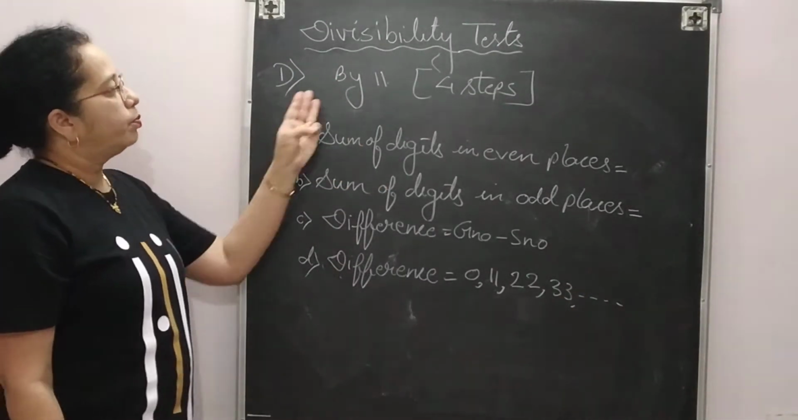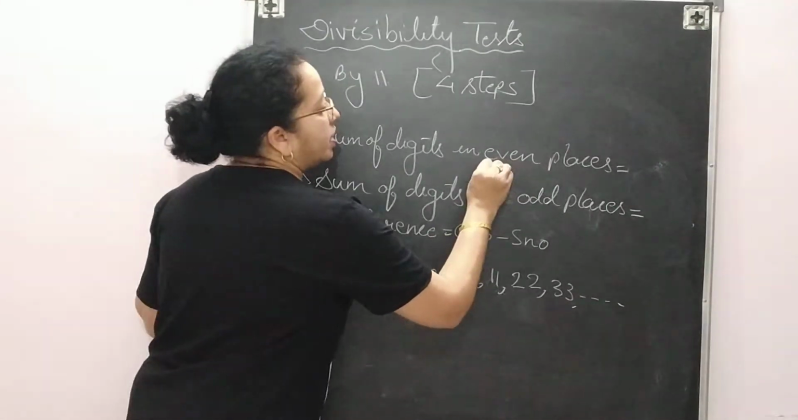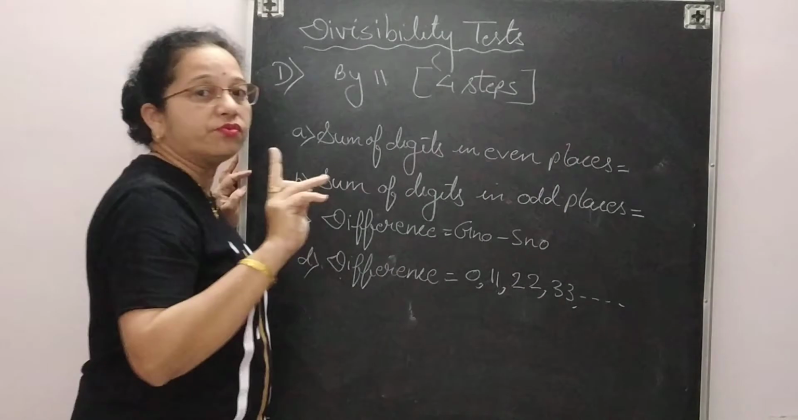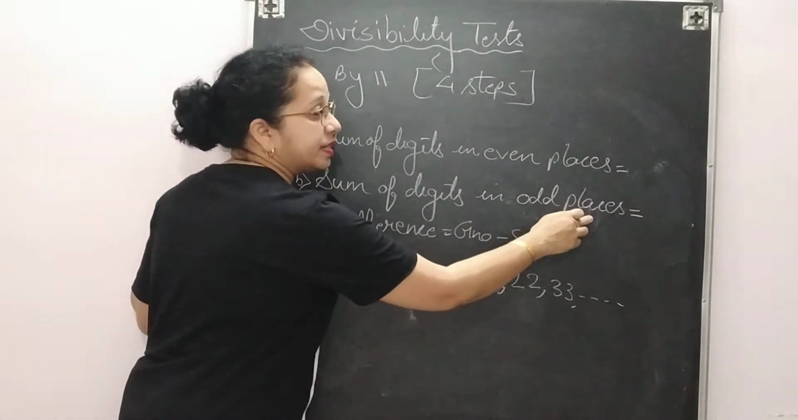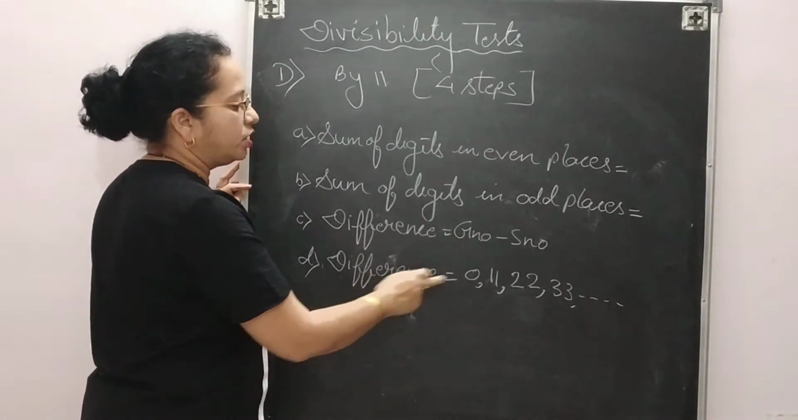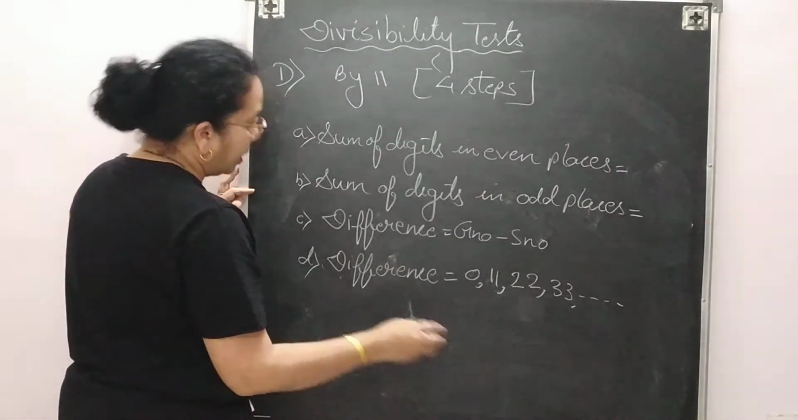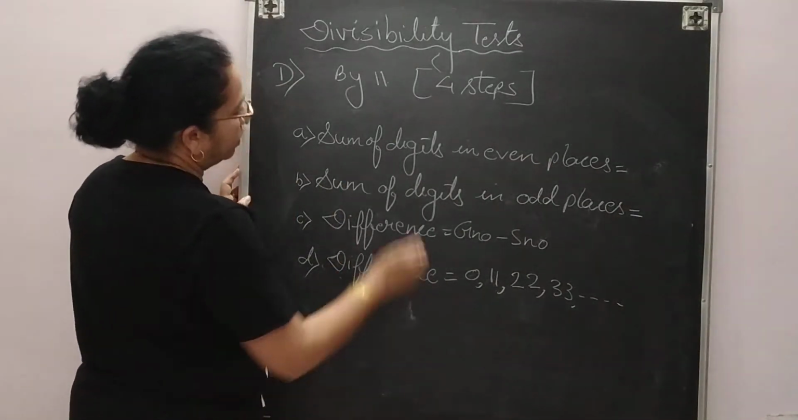So by 11 we use 4 steps. Again, sum of digits in even places, not the even number. Sum of digits in odd places, not the odd number. Then the difference, and the difference should be 0 or a multiple of 11. Let me write down the example.